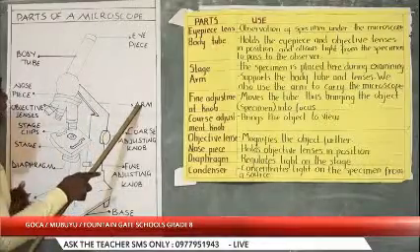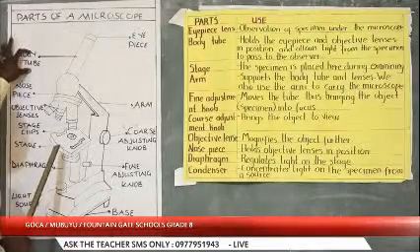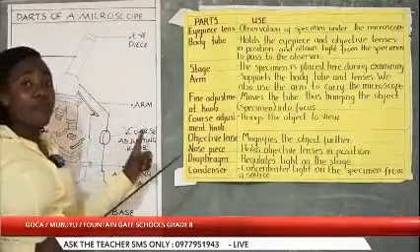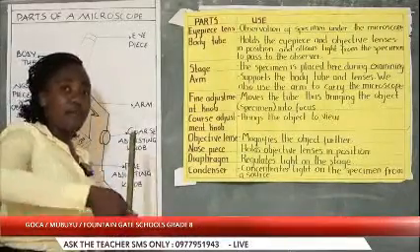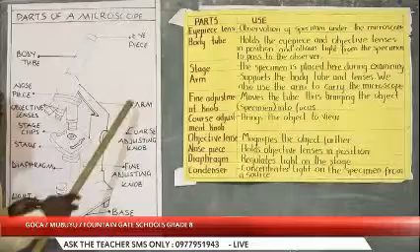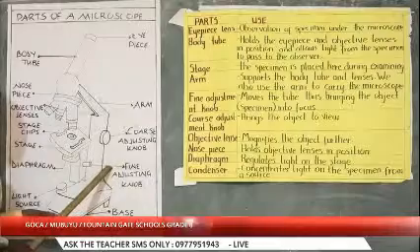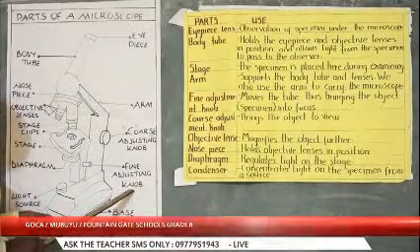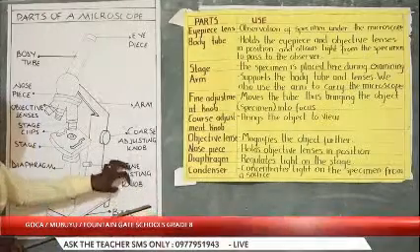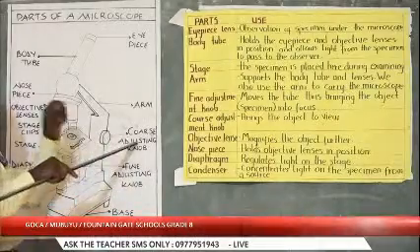Then we've learned that the arm supports the body tube. Apart from supporting the body tube, it also supports the objective lenses. The arm is also used for carrying a microscope. So without the arm, it would be so difficult for you to carry this entire microscope. We've also learned that the fine adjusting knob's job is to bring the object into focus. It brings the object into what? Into focus. So this one brings the object into focus, and this one brings the object to view.